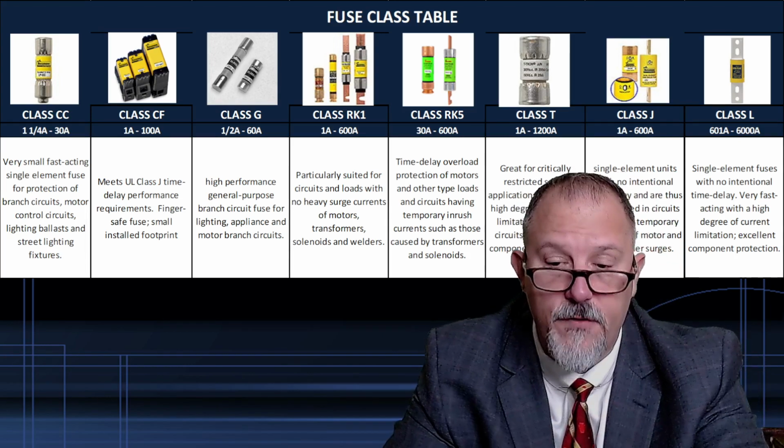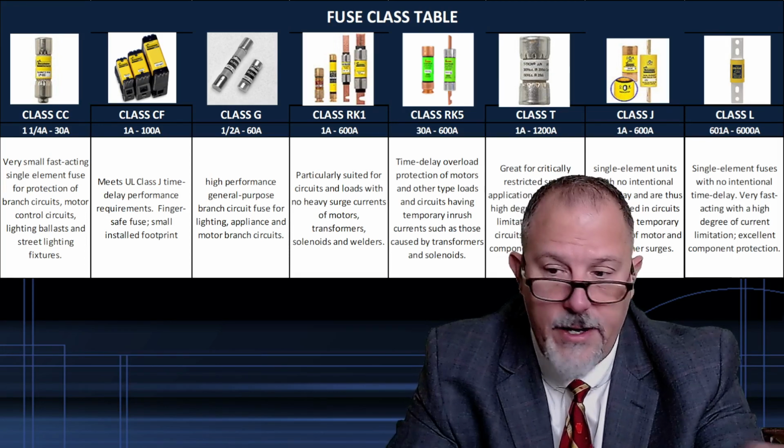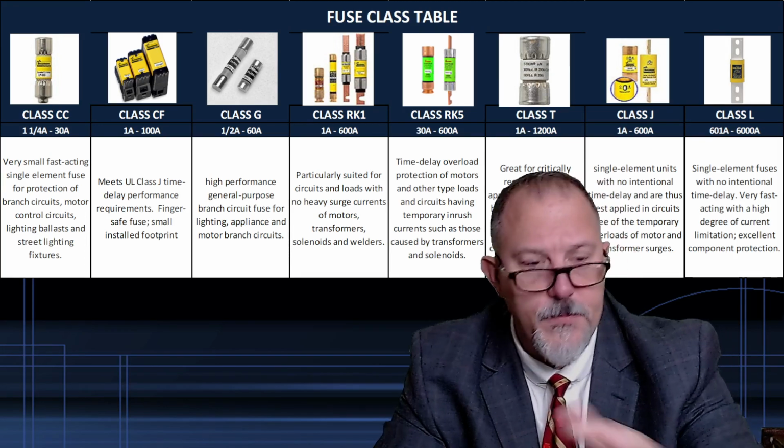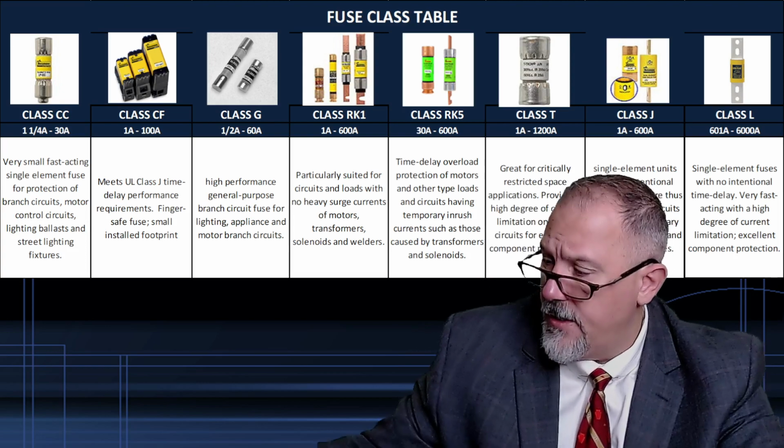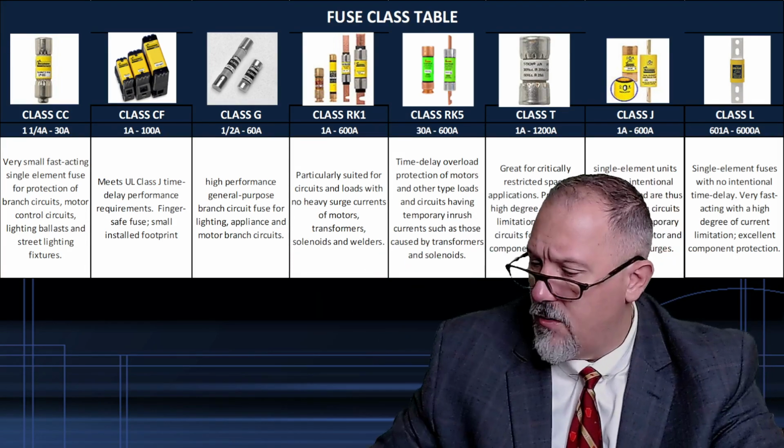These are smaller fuses. You'll see these in industrial control panels. You'll see these on transformers and things of that nature. Convenient, and this is a DIN rail mounted holder. So each of these fuses will have their own holders.